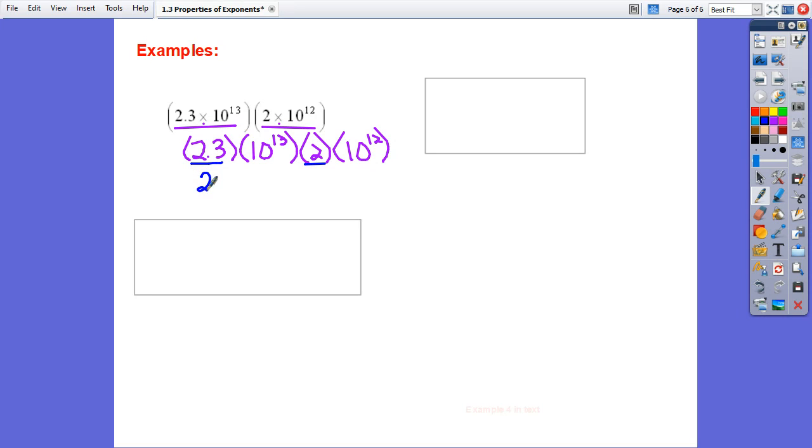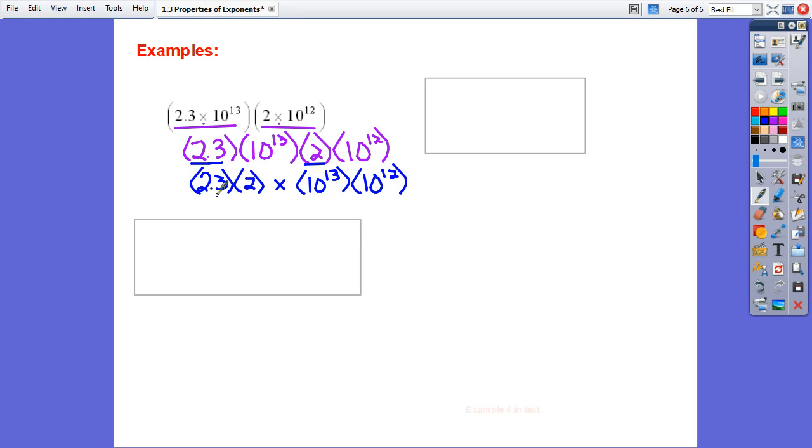So I'm going to do 2.3 times 2. I'm going to put those two together. Then I'm going to put my x. Okay, so it's like multiplication. And then I'm going to put the two bases that are common next to each other. So it looks like this.